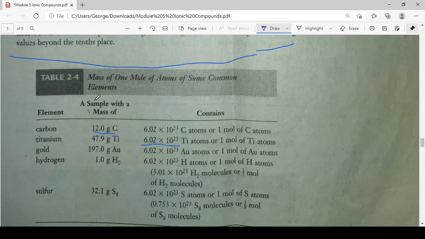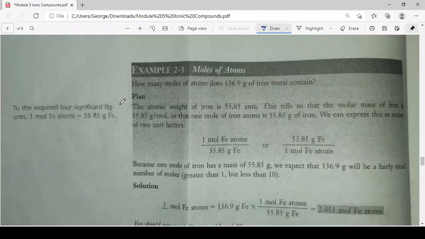So your table 2.4 shows your different elements and their different atomic mass units or their sample with a mass, and their moles contained. You can also see this in the periodic table of elements. For every one mole, the mass depends on each element, and you can see this value in the periodic table of elements. For example, 12.0 grams of your carbon is also equivalent to 6.022 times 10 raised to the power of 23 of your carbon atoms in 1 mole. So on and so forth.